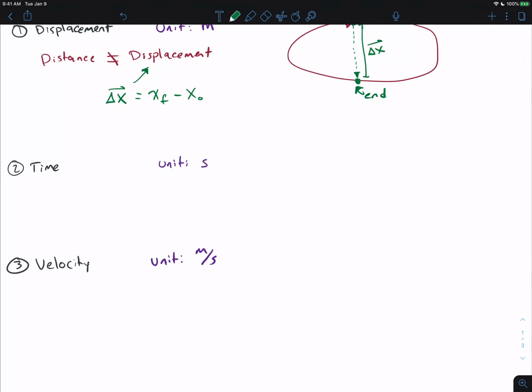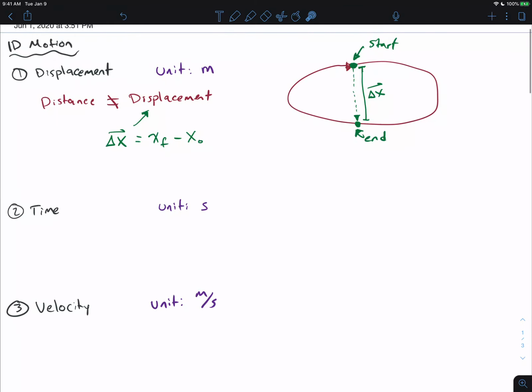Next thing we're going to go through is time. Super simple. Before we go on, I have here this unit. This is my standard unit that we're always going to see.